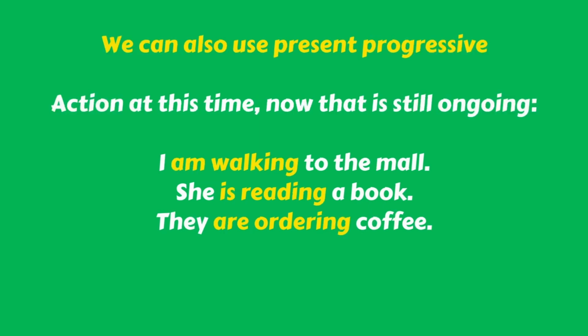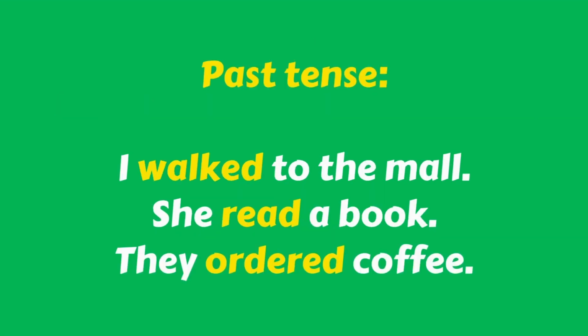Very simple, very easy to follow, very much what is happening now. We can also use what is called the present progressive tense, which is referring to action at this time that is still ongoing. I am walking to the mall. She is reading a book. They are ordering coffee. This is ongoing action that we can see happening at this very moment. Past tense, I walked to the mall. She read a book. They ordered coffee.